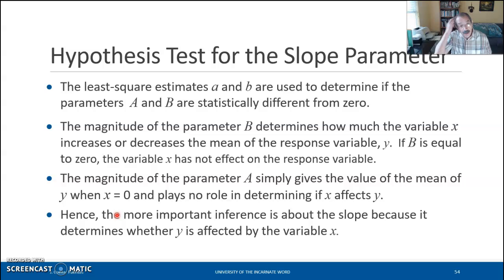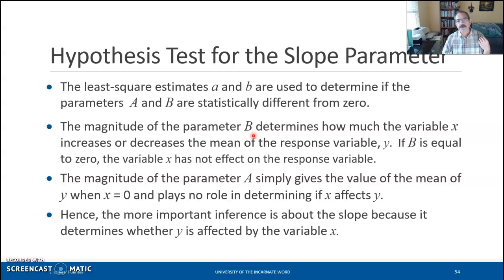All right, so in here, we're going to use the least squares estimates, A and B, that we calculated. And we're going to use those to make an inference about the parameters A and B. The main idea is that we want to see if these parameters are non-zero. So as we saw when we interpreted the slope in the previous lecture, we know that the parameter B determines the magnitude of how much the response variable changes per each unit in the variable x.